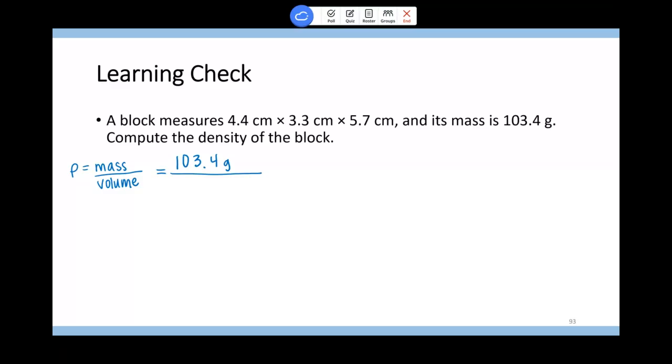Yes, okay, so these measurements that are provided are the length, width, and height of the block. So we can multiply all three of these together. I'm going to include that in this fraction. So the denominator is 4.4 centimeters times 3.3 times 5.7. You can also calculate this separately and put that in the denominator. And then what do we get for the density?